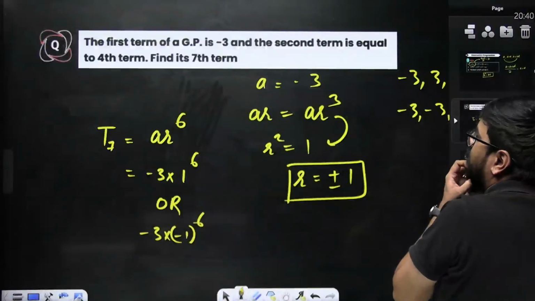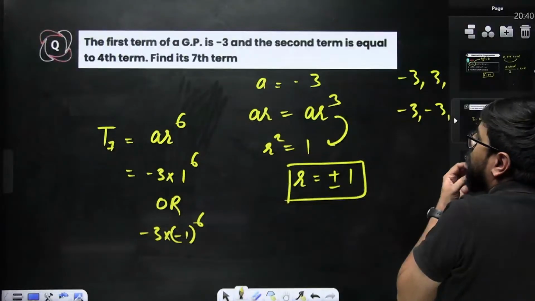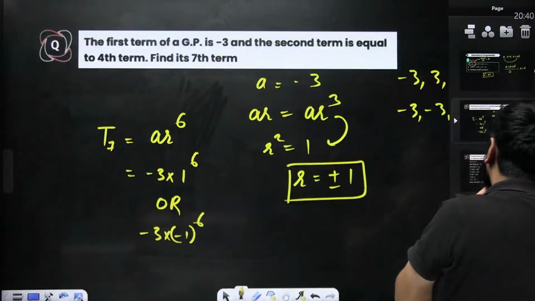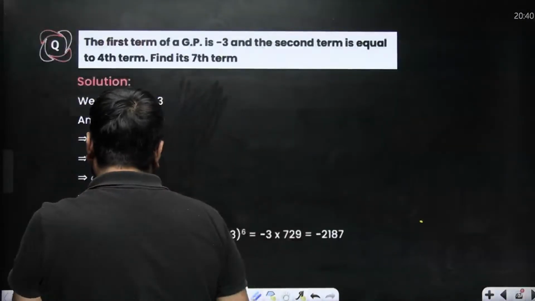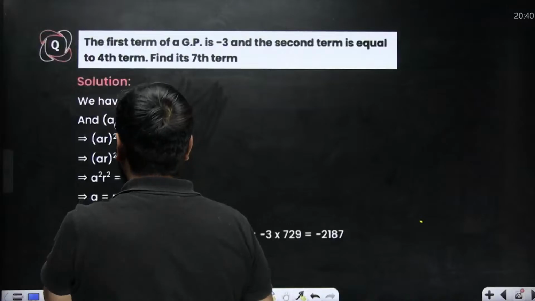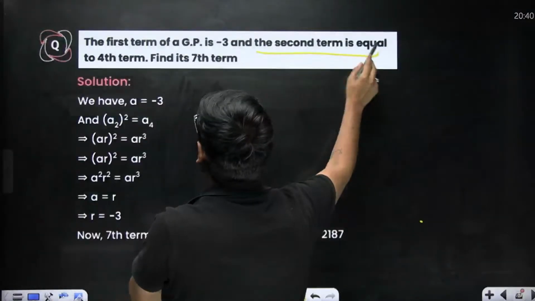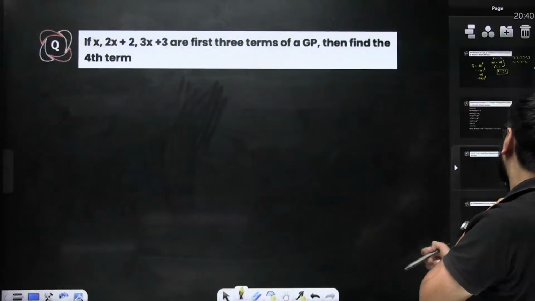Something we did. Second term is equal to fourth term, correct? So R square is equal to 1. Correct only, no? Answer wrong. Okay, R square and the second term is equal to... correct only, we did.